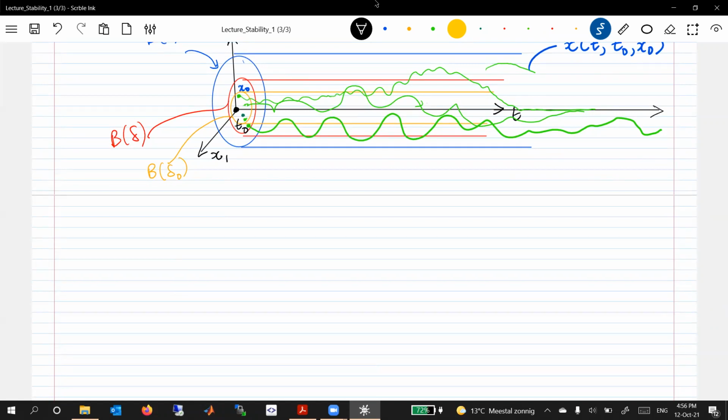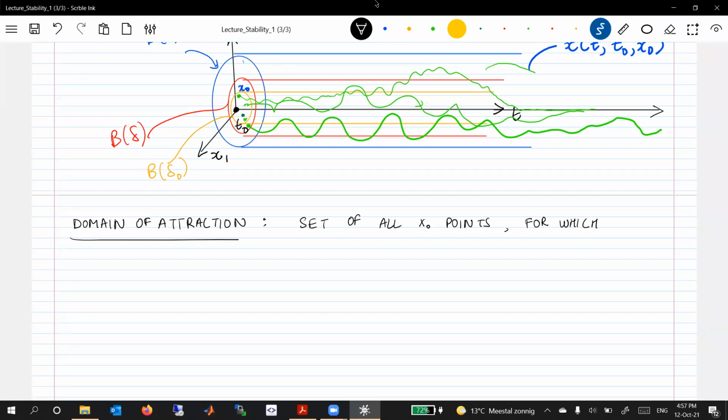And naturally, if there is a set of initial conditions which are decaying towards the origin, that means the origin is sort of attracting neighboring trajectories, and that's what leads to the notion of the domain of attraction, which is just a fancy name for the set of all initial conditions x naught for which the solution x of t starting from x naught is going towards the fixed point as t tends to infinity.